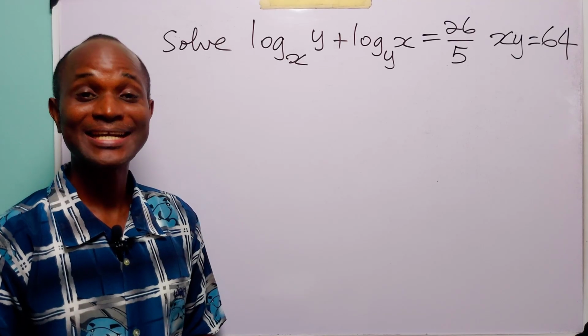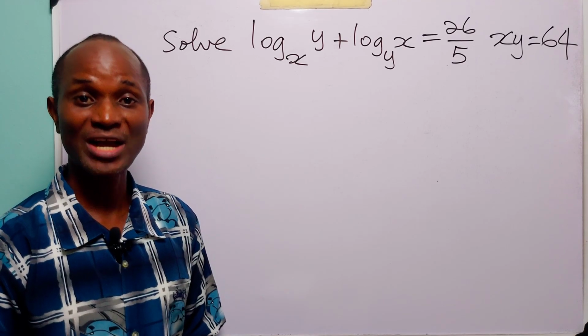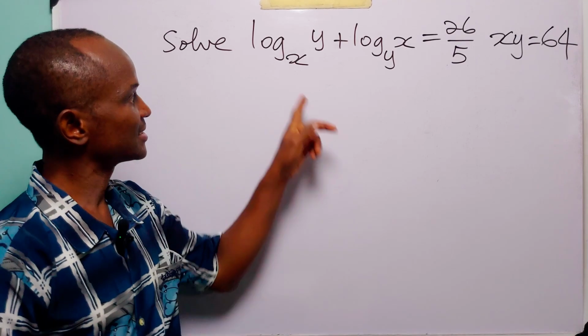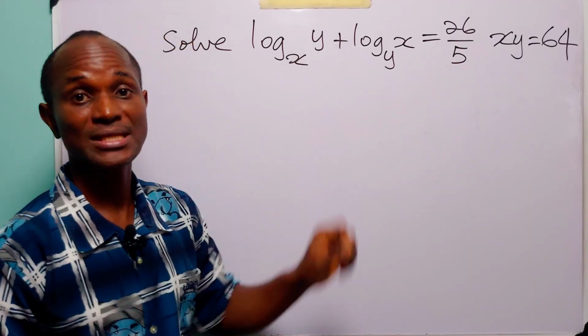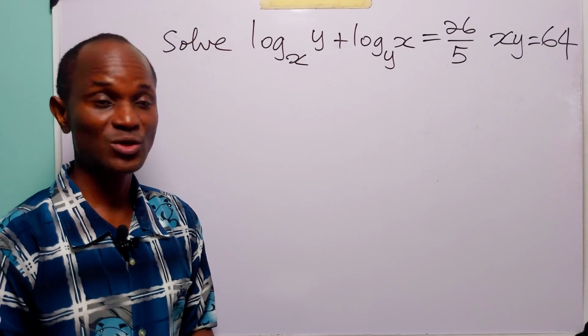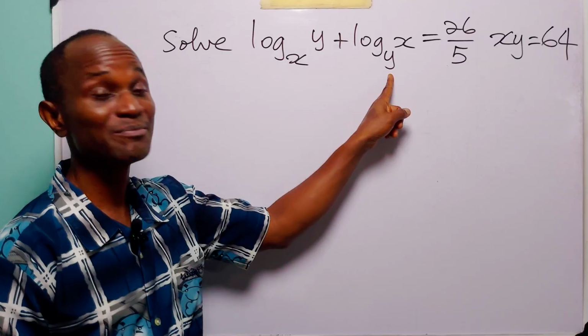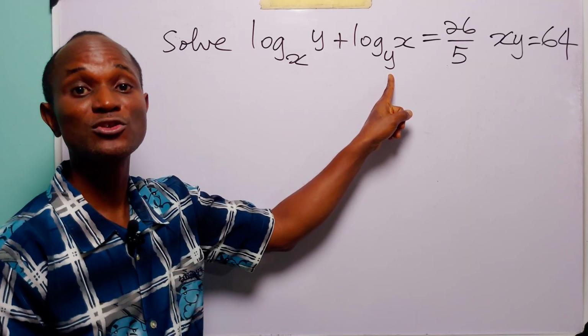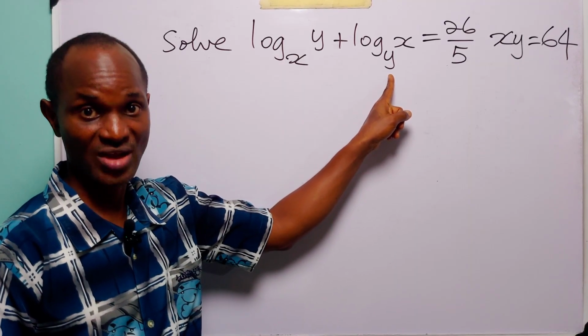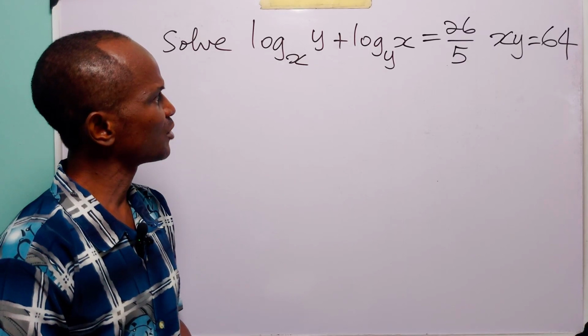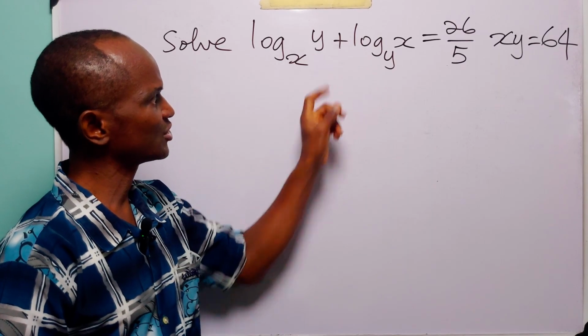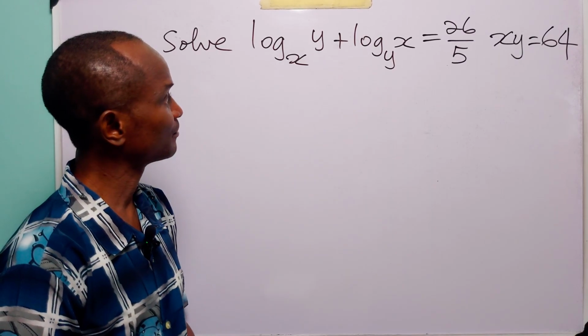Hello and welcome. In this math tutorial, our task is to find the values of x and y that satisfy these two equations simultaneously. And of course, since x and y form the basis of logarithms, we are only going to be talking about positive values. Now, to solve this problem, we are going to start with the first equation, that is the logarithmic equation.